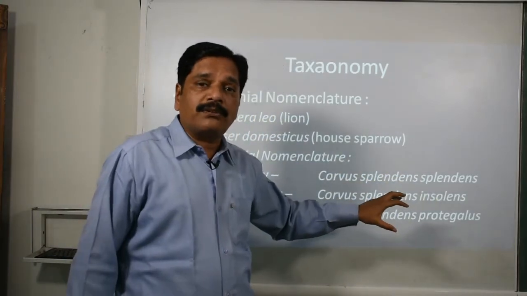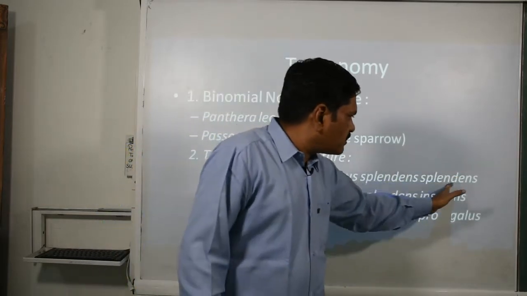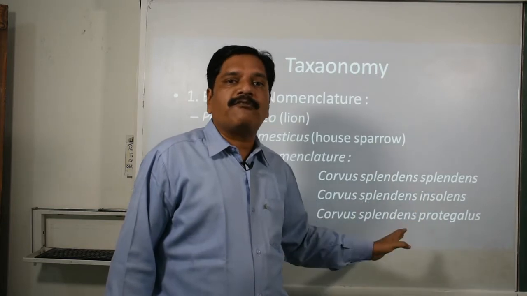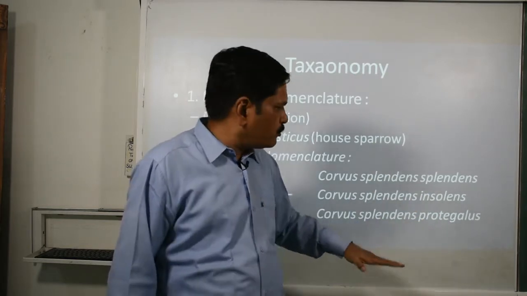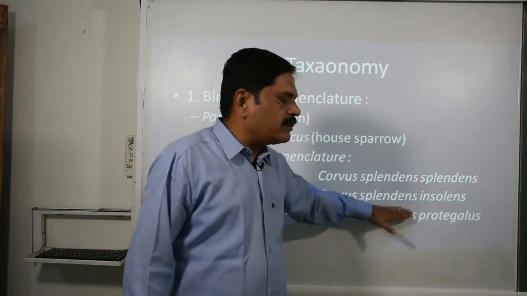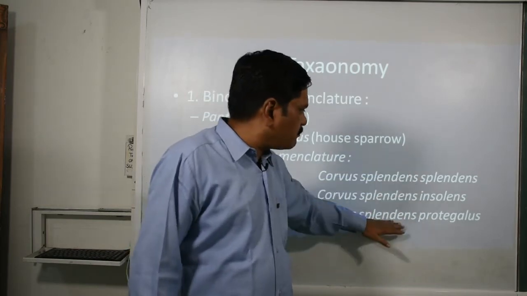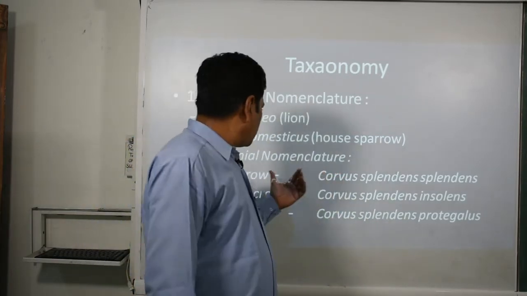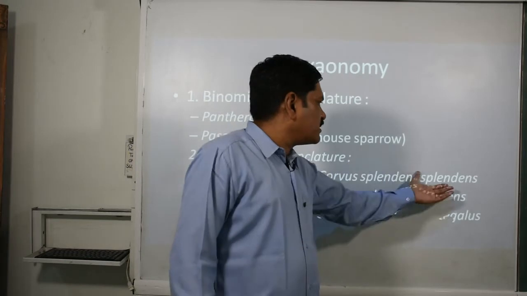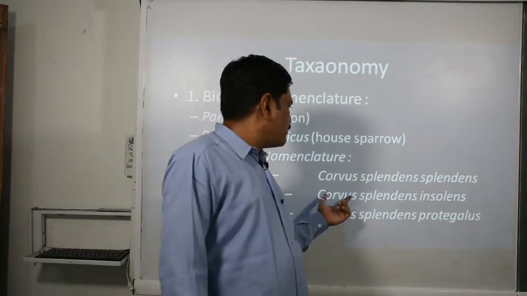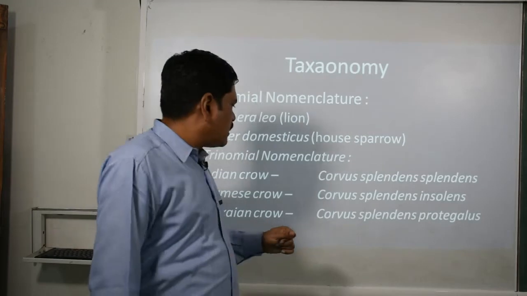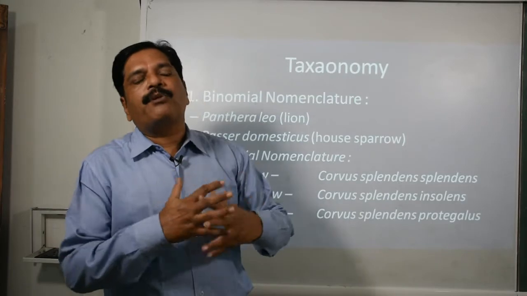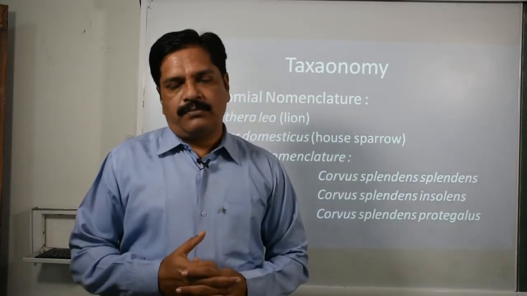And what is the speciality of this? Once upon a time, surely this subspecies is going to become a main species, because it will be totally different from the others. So what to do? Just drop the middle name, the second word. This way the Indian crow will become Corvus splendens, the Burmese crow will become Corvus insolens, and the Lankan crow will be Corvus protegatus, clear? So this is the importance of the trinomial naming system or nomenclature.